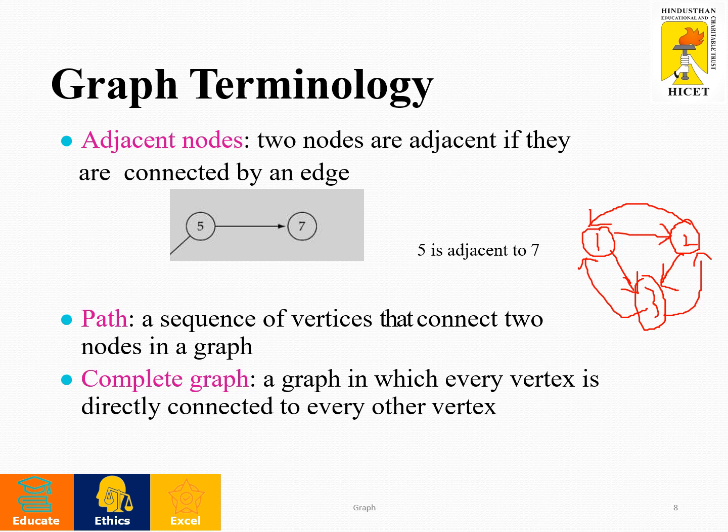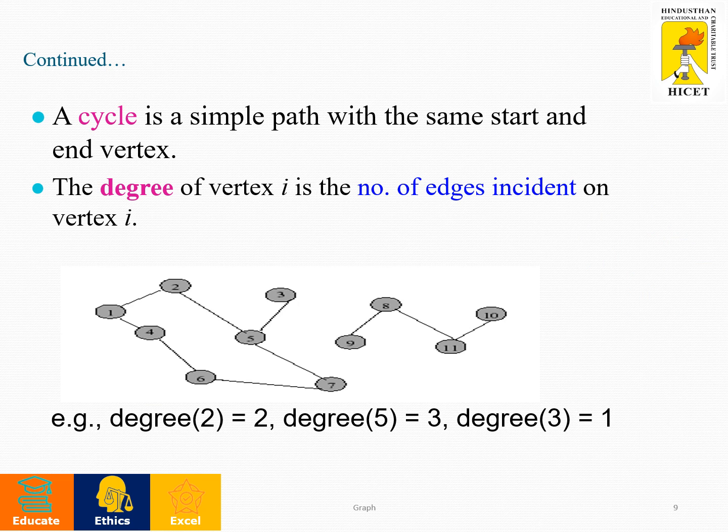You can see here, if we start from vertex 1, you are able to travel to vertex 2 and 3. If you start from 2, you are able to travel to 1 as well as 3. If you start from 3, you can travel to 1 as well as 2. So that is called a complete graph. Another important terminology is the cycle. Cycle means you start from one vertex and move on to other vertices, finally ending with the same vertex. That is called a cycle.